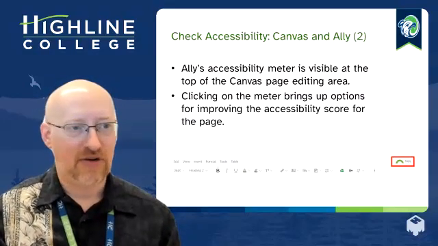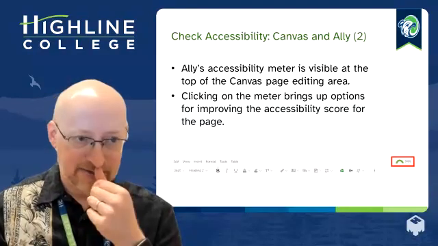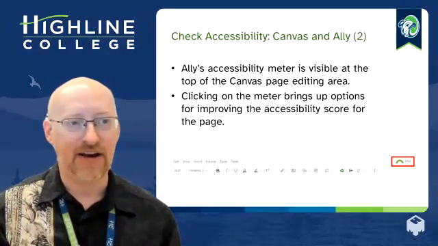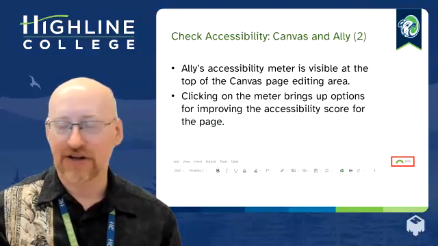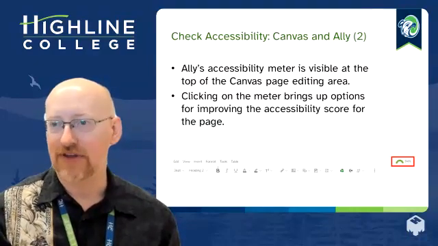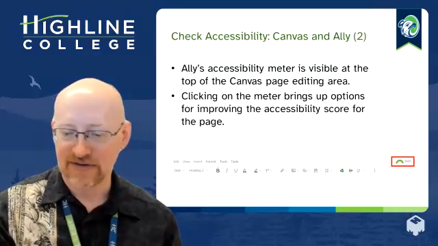So again, this is just showing the Ally accessibility meter. It's shown at the top of the Canvas editing area. And you can click on that and it'll give you a list of ways you can improve the accessibility of the page that you're working on.